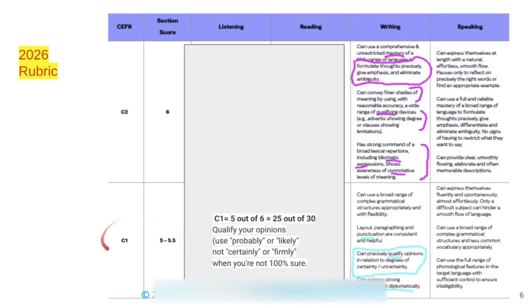Hitting score 5, like 25 on the old scale. To push past average and grab a band 5, you've got to qualify your opinions based on how certain you are, like using probably or likely instead of slamming down certainly or firmly when you're not 100% sure. That shows real sophistication, right? It keeps things coherent and precise, just like ETS wants.